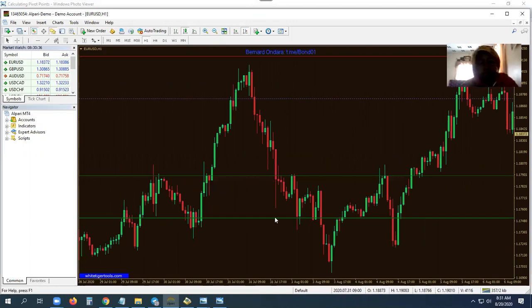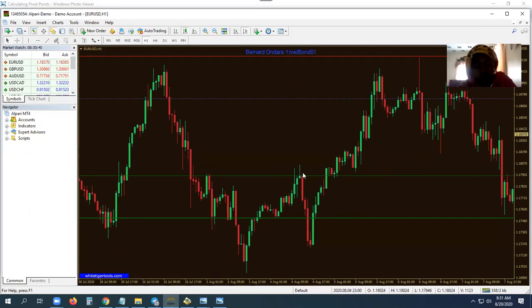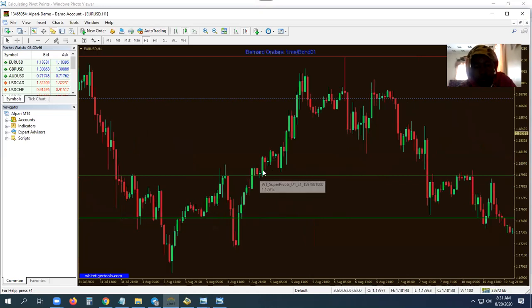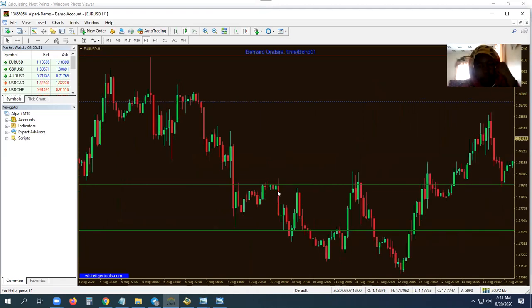So you see these levels work very well. They also work, look at this signal here, a clear signal, shooting star at resistance. Morning star at support here. Morning star exactly at support. So you can wait for those clear signals.